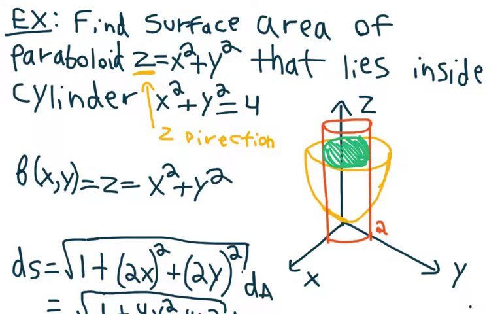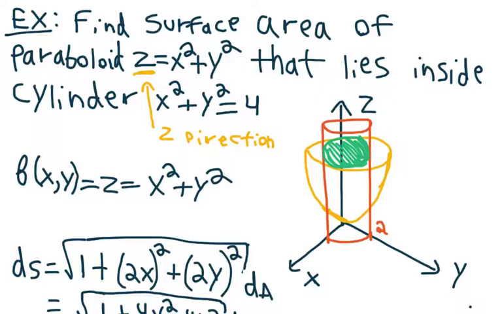So let's look at an example. To find the surface area of the paraboloid z is equal to x squared plus y squared that lies inside the cylinder x squared plus y squared is equal to 4. The fact that it's equal to 4 means that the cylinder has a radius of 2. And both of them are pointing in the z direction. So if we're to plot this out, we would get, as we see on the right, this little graph over here. And the intersection of both is a circle, as you could see in the graph.